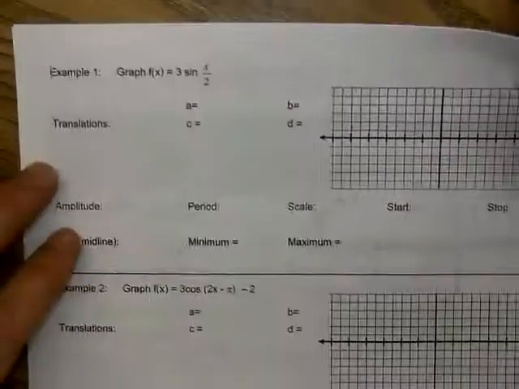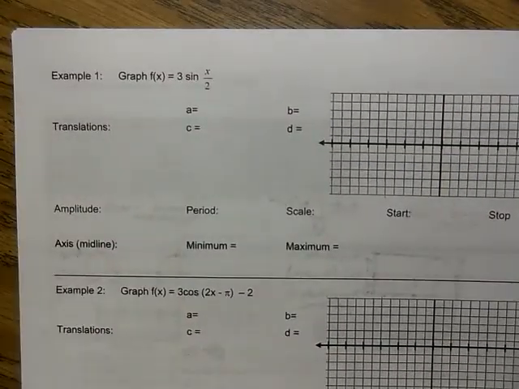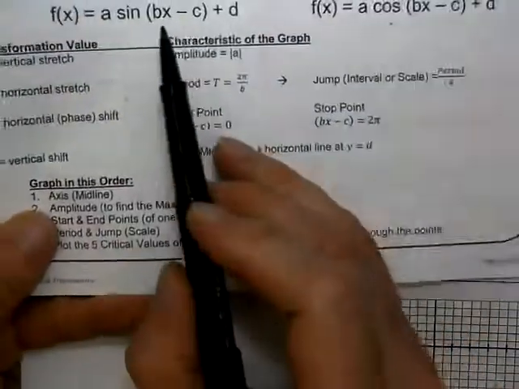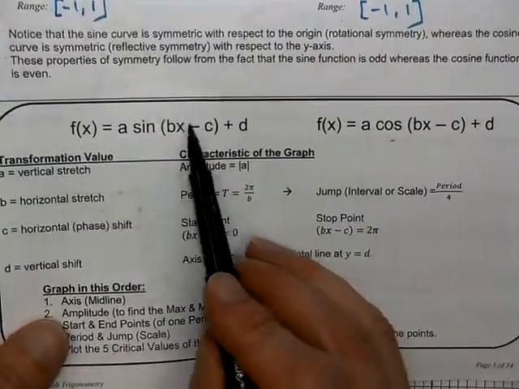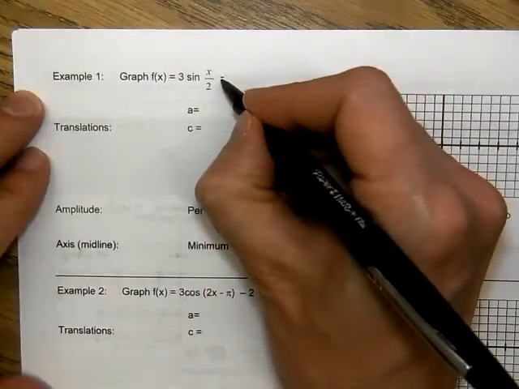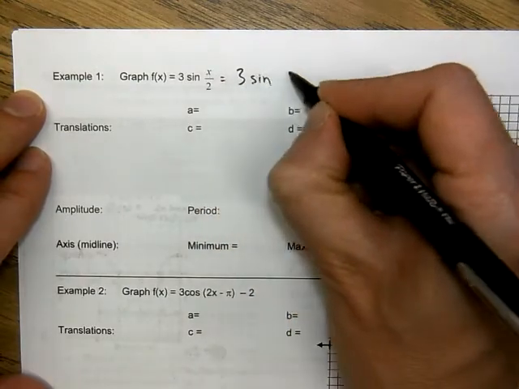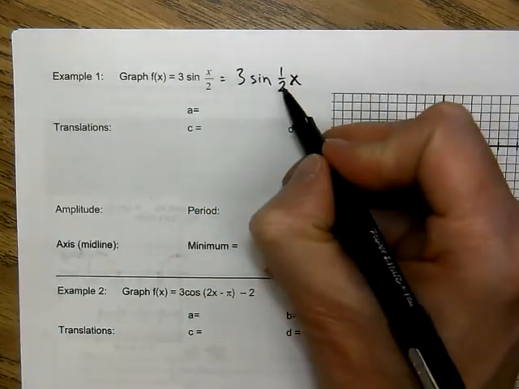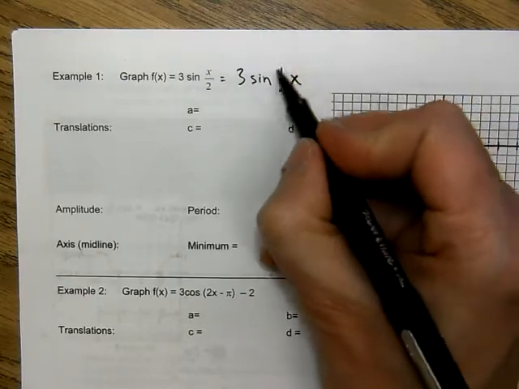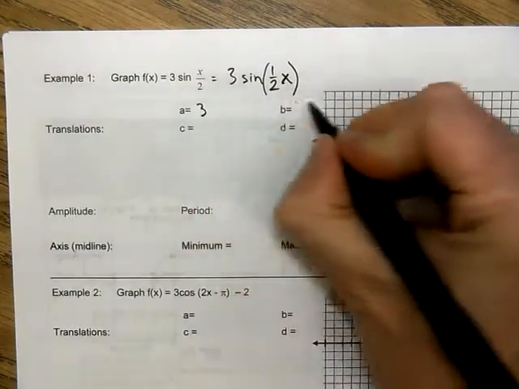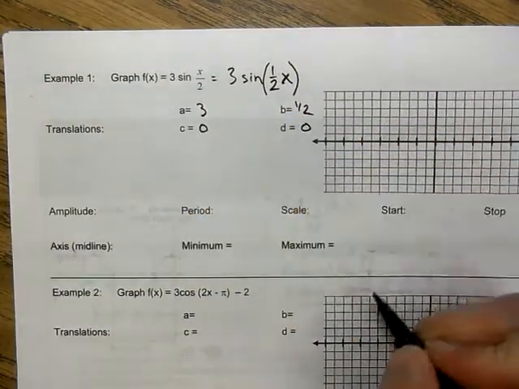All right, so here in example number 1, we have this function. It is 3 times sine of x over 2. Well, that's not quite right in the standard form. Remember, we want our value of b to be in front of the x. We don't want it in a denominator. So we're going to reformat this slightly to look like 3 times the sine of 1/2 x. So instead of thinking of it as x divided by 2, think of it as 1/2 times x. That's the value of b. And then you can think of there being parentheses around that. So a is 3, b is 1/2, there's no c, and there's no d.